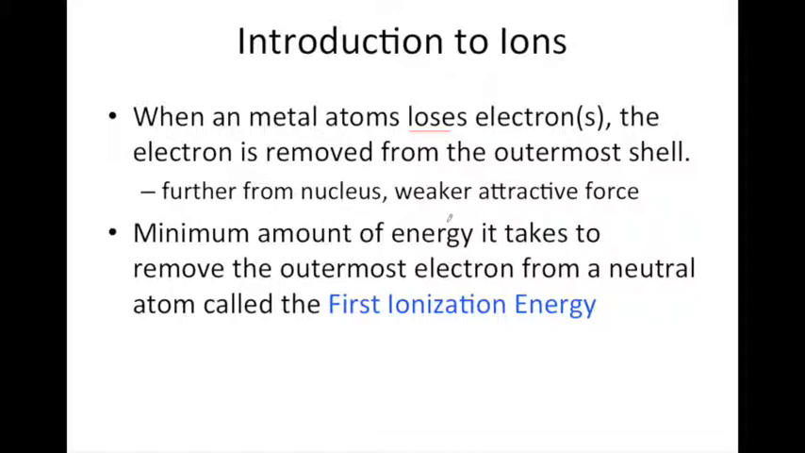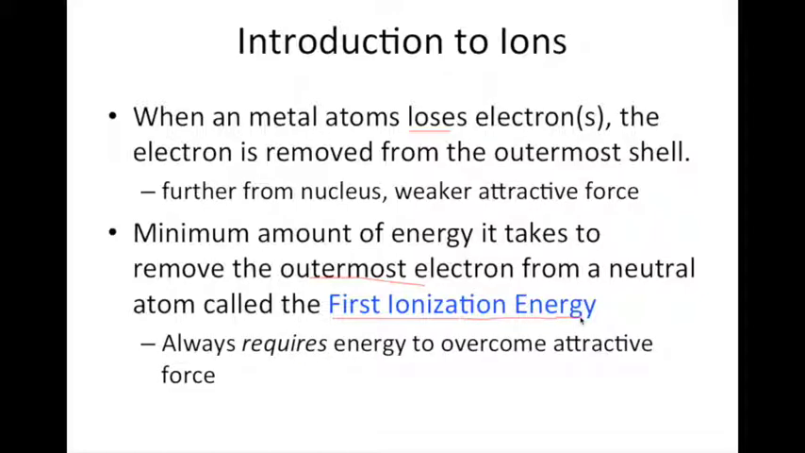The minimum amount of energy it takes to remove the outermost electron from a neutral atom is called the first ionization energy. So in general, the ionization energy is the amount of energy it takes to remove an electron from a neutral atom. And to pull an electron off of an atom always requires energy.